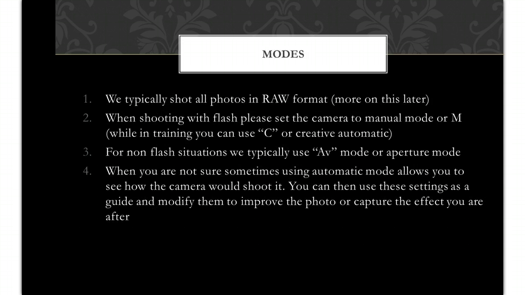Typically, as I said, in a wedding or specialty event, we will shoot in RAW format, and I'm going to explain that much later. When we are using flash, we'll use manual mode, but I will also allow creative mode for those in training. For non-flash situations, we will use AV mode or aperture mode.